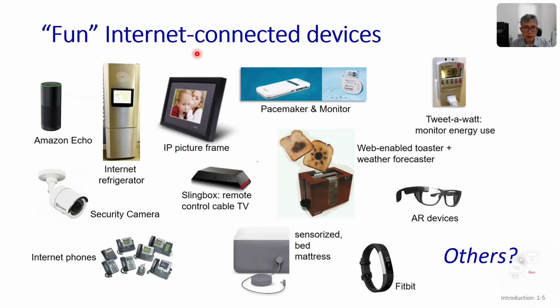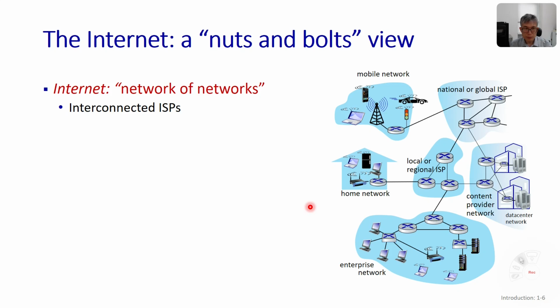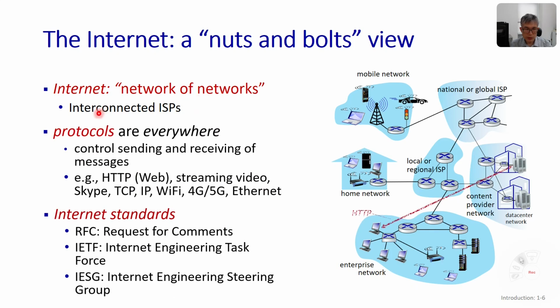So on the internet we have many kinds of connected devices like this, okay? One interesting device is this weather forecaster toaster. Depending on today's weather, cloudy or sunny, it shapes the toast accordingly. So the internet is a network of networks, interconnected internet service providers.